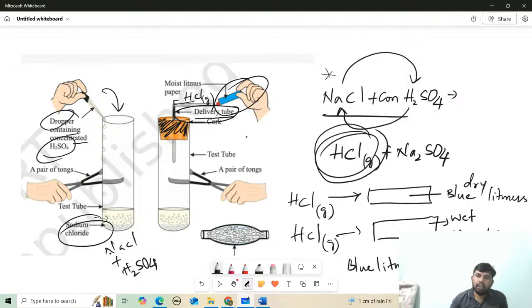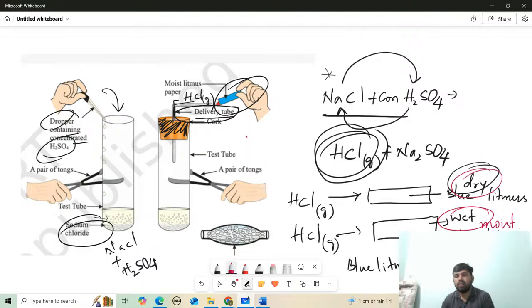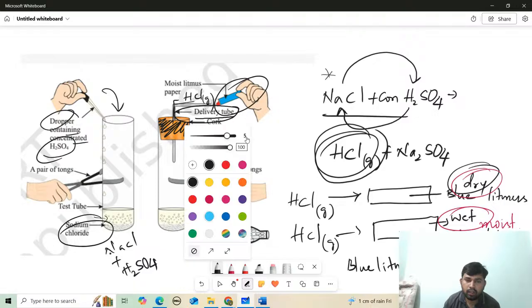You see here they are taking the dry, and here they are taking what, sir? They are taking it wet, or we can say moist. In which case is the color going to turn red? In this case, the blue paper remains blue only. This blue paper they took here, this blue remains blue only, when it is dry.